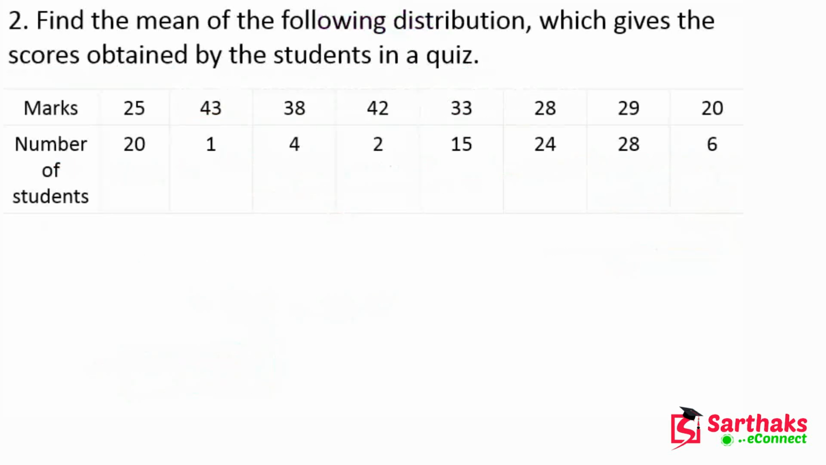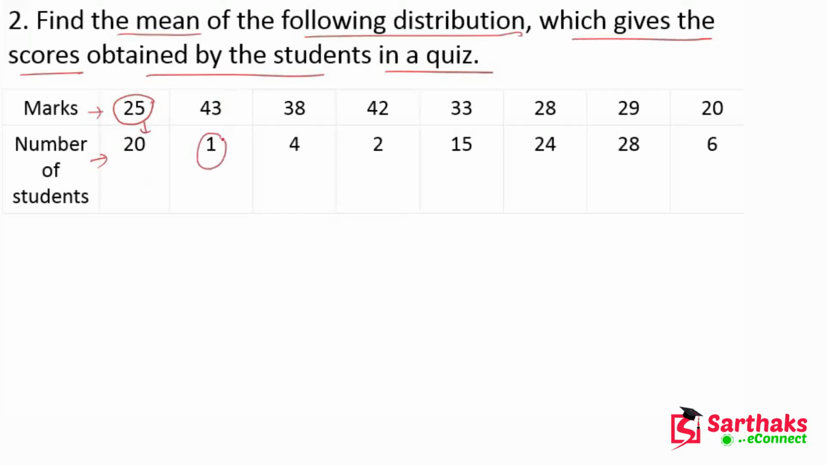Now the second question is, find the mean of the following distribution which gives the scores obtained by students in a quiz. We have a number of students and we have marks. For marks, there are 20 students, 1 student who has 43 marks, and 4 students who have 38 marks. We have to find the mean of this following distribution.